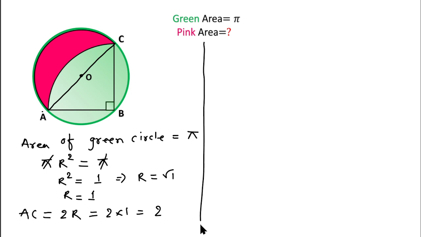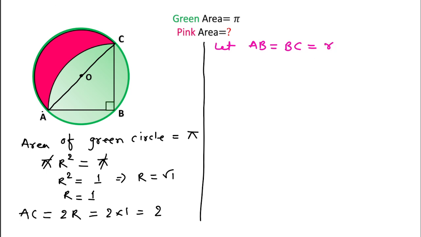Now triangle ABC is an isosceles right angle triangle, because AB is equal to BC, since both AB and BC are the radii of this quarter circle. That's why triangle ABC is an isosceles triangle. So let AB is equal to BC, which is equal to small r.